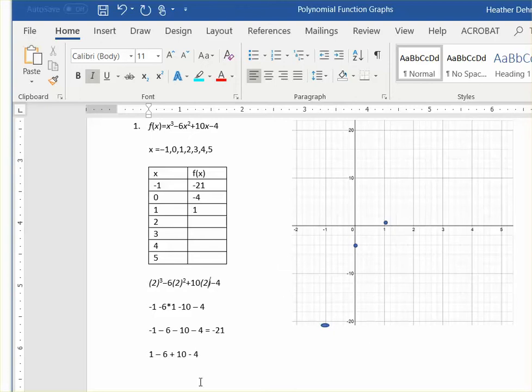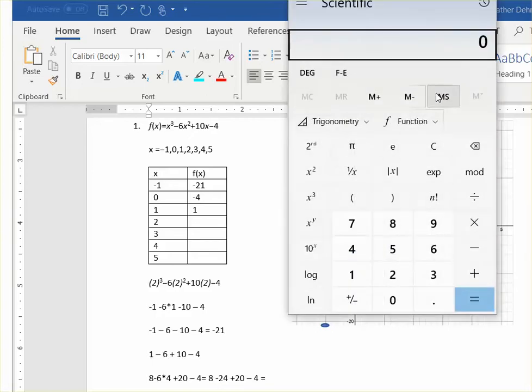It won't be a straight line, it'll be a curved line. So for this one, I would have 2 cubed is 8, minus 6 times 2 squared is 4, plus 10 times 2 is 20, minus 4. So 8 minus 6 times 4 is 24, plus 20 minus 4. All right, so 8 minus 24, let's check this one with a calculator.